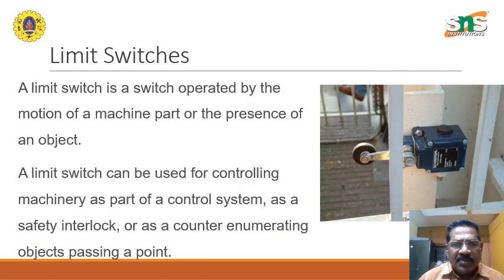Now the next one is a limit switch. A limit switch is a switch operated by the motion of a machine part or the presence of an object. A limit switch can be used for controlling machinery as part of a control system, as a safety interlock, or as a counter enumerating objects passing a point. It can just touch once and the counter gets 1, and the next time it touches, the counter gets 2. In the lathe we also have a dog which works like a limit switch. It goes to one end, then reverses and comes back to the other side, or it can also be used in day-to-day lift operation.